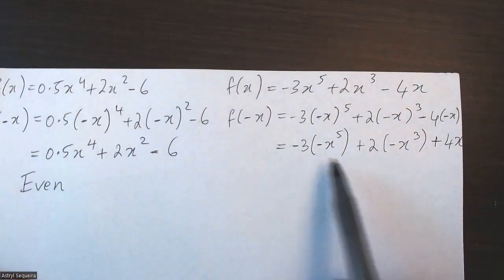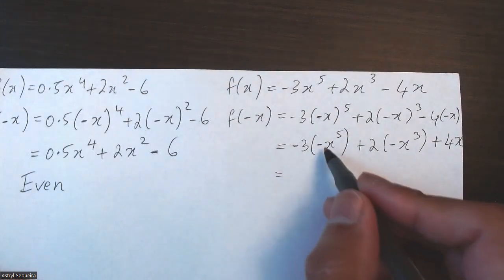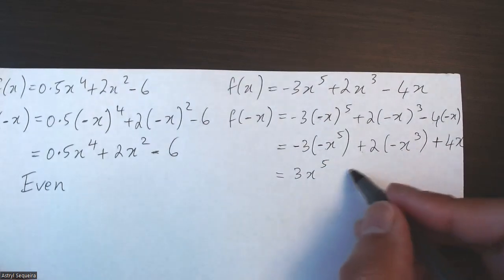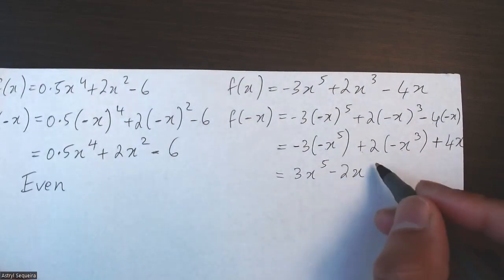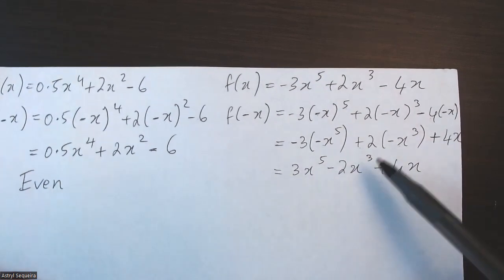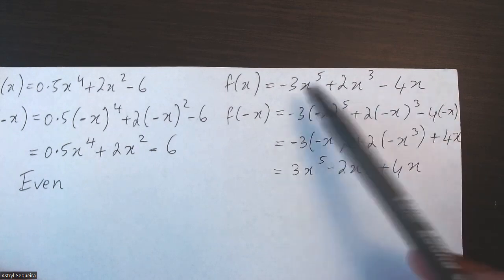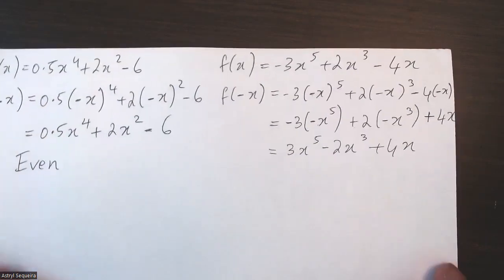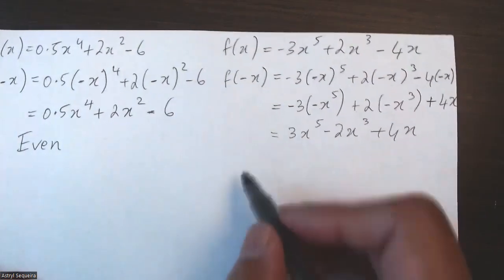I can multiply these brackets out now. Negative times negative is positive. So this is 3x to the 5. Positive times negative is negative. So minus 2x cubed plus 4x. So if I compare this to this, we'll notice that all the terms are not the same. So it's definitely not even. Let's do a test for odd now.